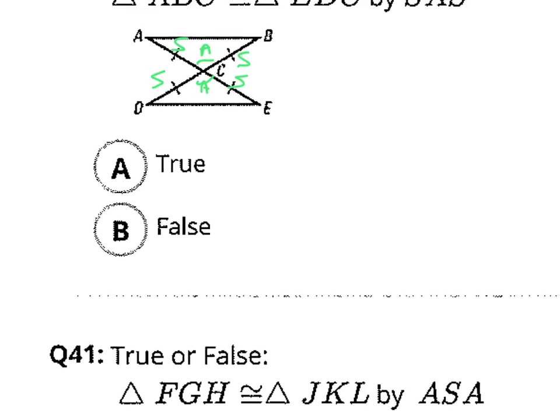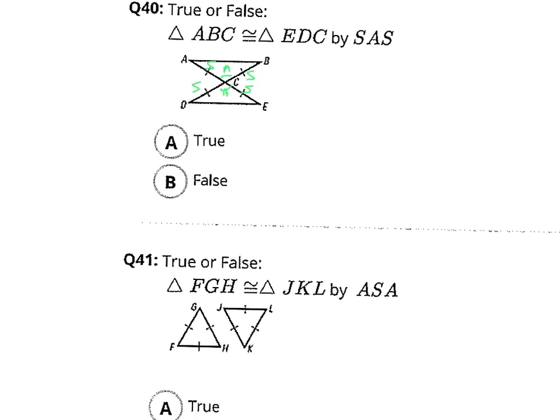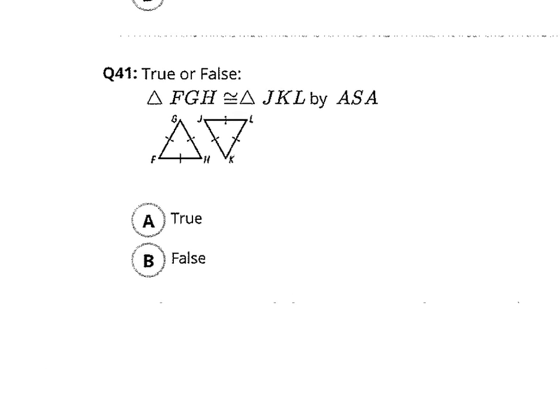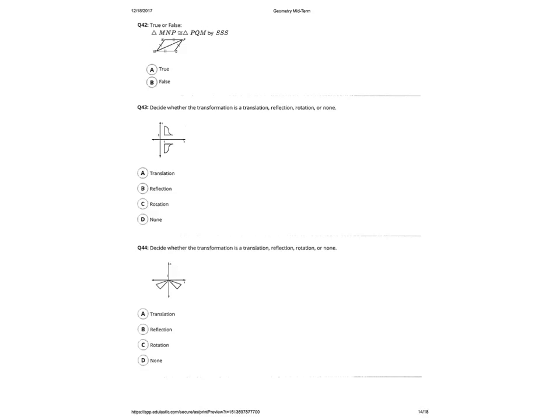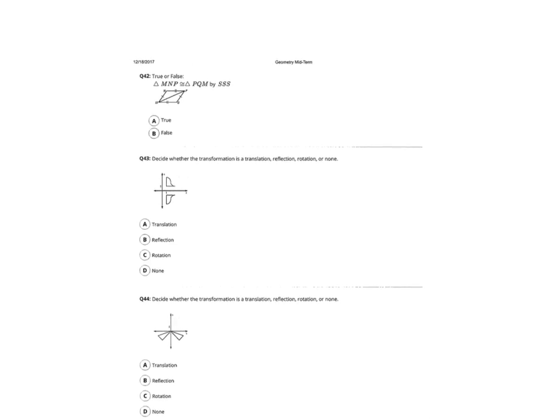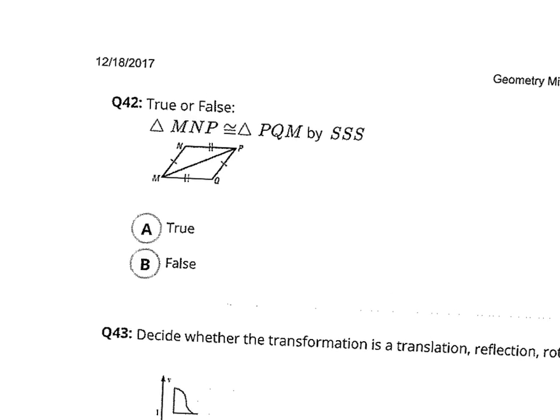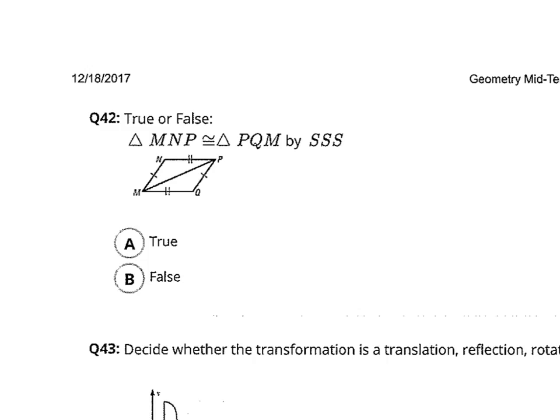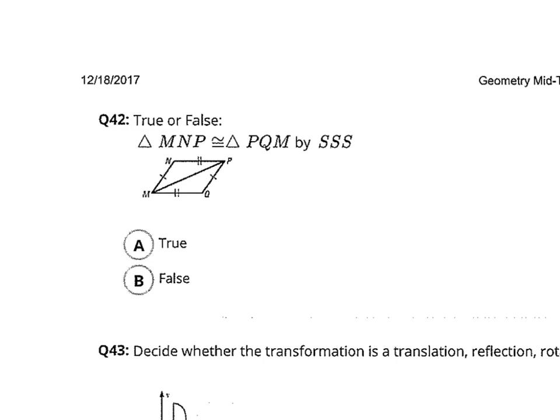I label the pictures. And then this next one, they just want to know if they're congruent because of angle side angle. So ASA. So kind of fill everything in. Are these two equal because of angle side angle? True or false? Another true and false. This time they're saying they're congruent because of side, side, side. Don't forget about the guy down the middle here.